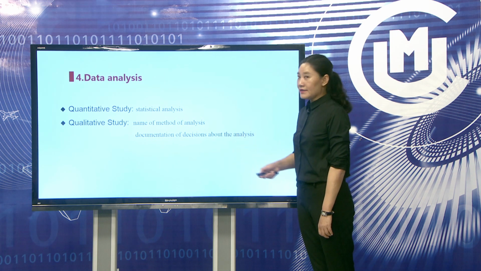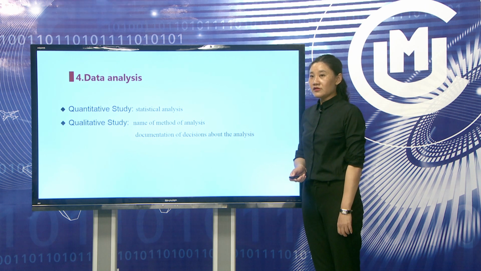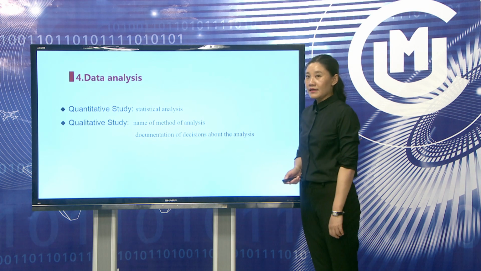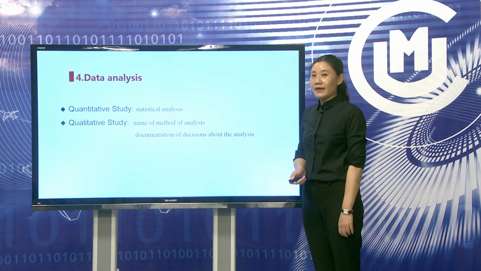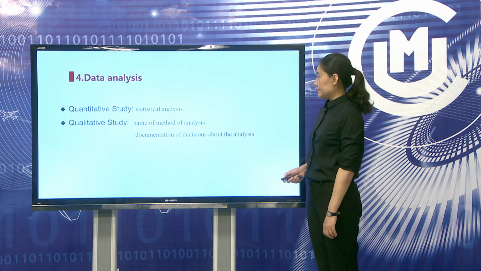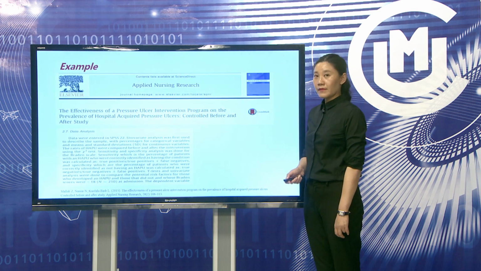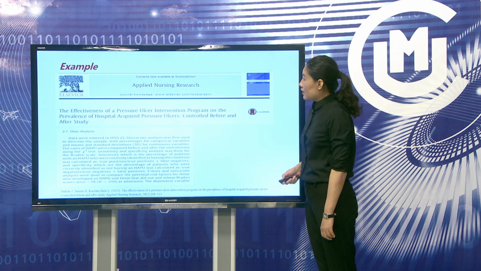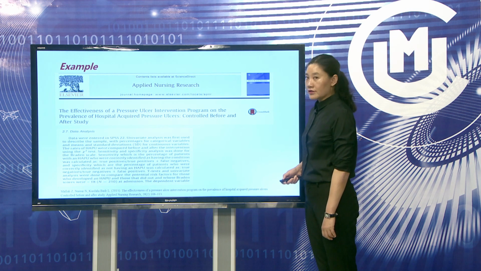For a quantitative study, the analysis plan consists of statistical analysis for each research aim, question, or hypothesis. It is often sufficient to merely identify the statistical procedures used. For a qualitative study, this section highlights the name of the method of analysis and the documentation of decisions about the analysis. Still, take as an example the article on hospital-acquired pressure ulcers.